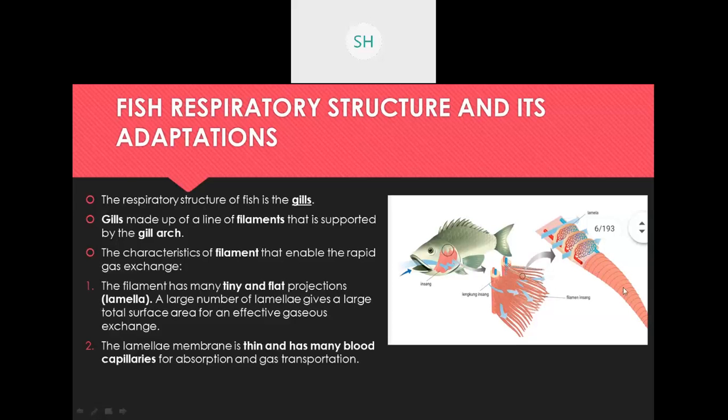A large number of lamella will give a large total surface area for effective gas exchange. Basically, this is the lamella, and the lamella membrane is very thin and has many blood capillaries, which encourage gas transportation and absorption. As you can see, the gas exchange will happen in the lamella because it is surrounded by the blood capillaries. So it will absorb the oxygen and diffuse out the carbon dioxide.